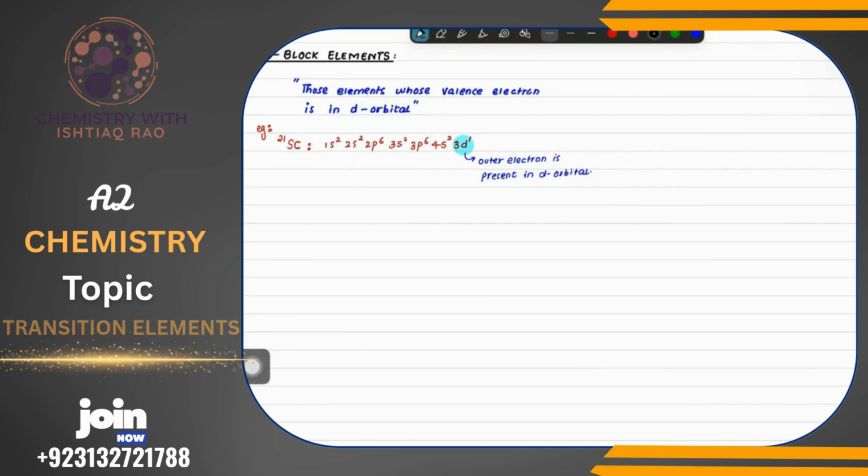If you remember that table, let's see this table. 1, 2, 3, 4, 5, 6, 7. Then 2, 3, 4, 5, 6, 7, then 3, 4, 5, 6, 7, then 4, 5, 6, 7. So we have S, S, S, S, S, S, S. Then we have P, P, P, P, P, P. Then we have D, D, D, D, D. And then we have F, F, F.